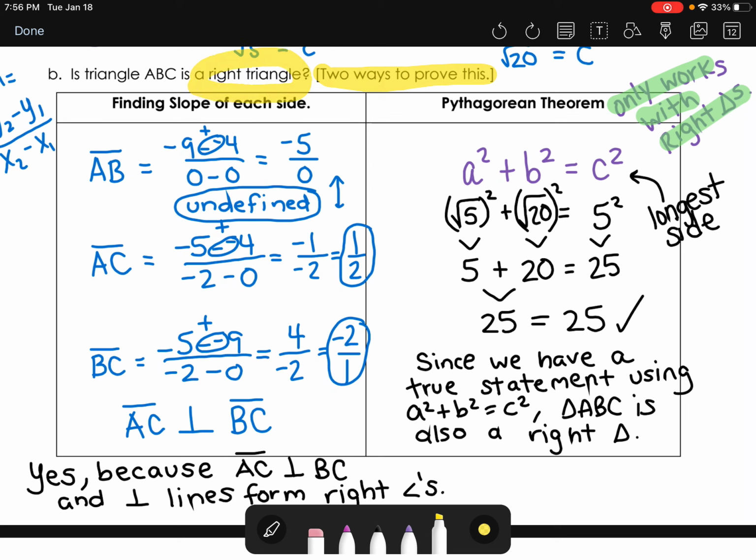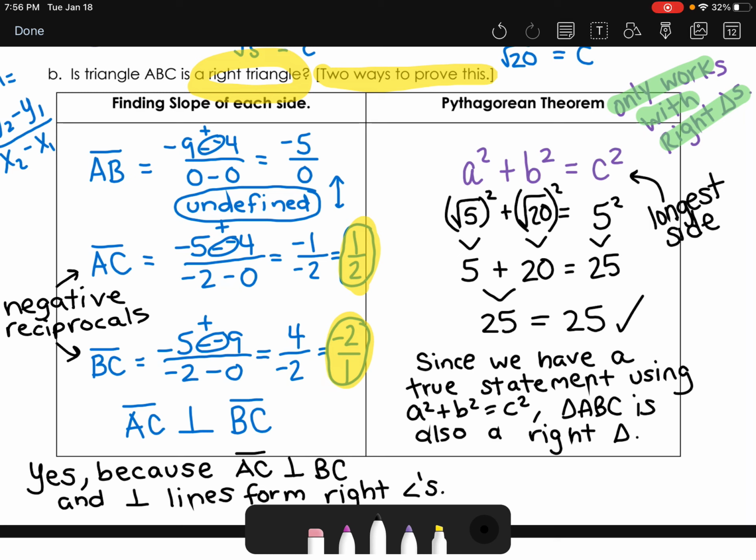Okay? So you could either do it by finding the slope of each side and seeing whether or not the slopes are negative reciprocals of each other, right? They have to be negative reciprocals. Let me write that down. They have to be negative reciprocals. That's what the flip and change the sign means. If you have that, then you have perpendicular lines, and perpendicular lines make that right angle.